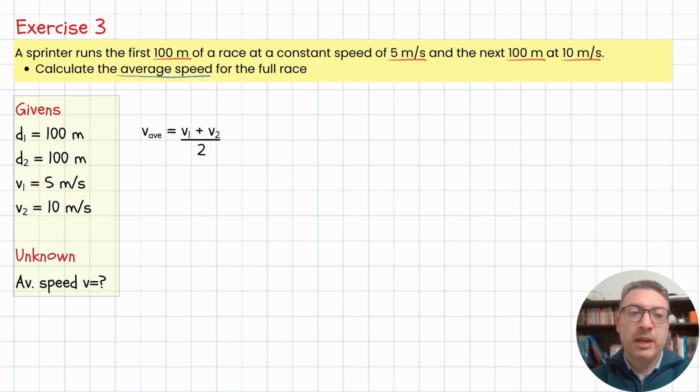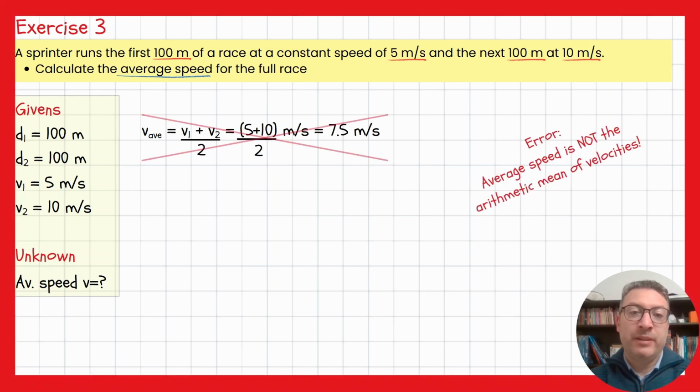So we could calculate the average speed as the average of v1 and v2, and that would deliver as a result 7.5 meters per second. But unfortunately this would be completely wrong. In fact, the average speed is not the arithmetic mean of velocities.